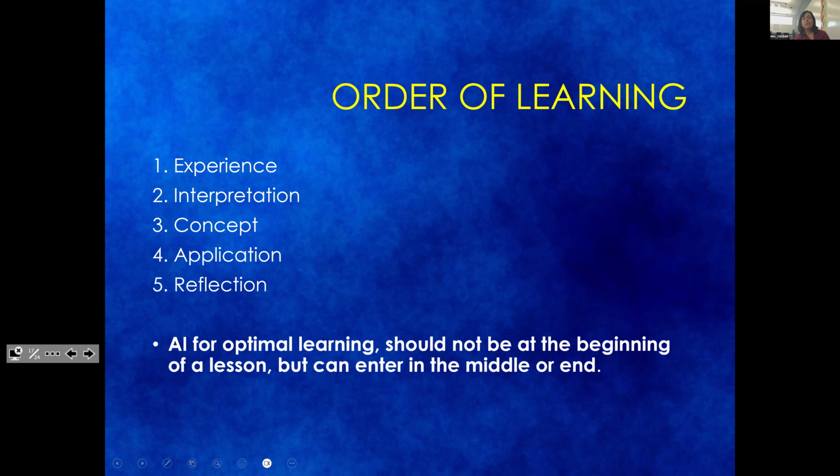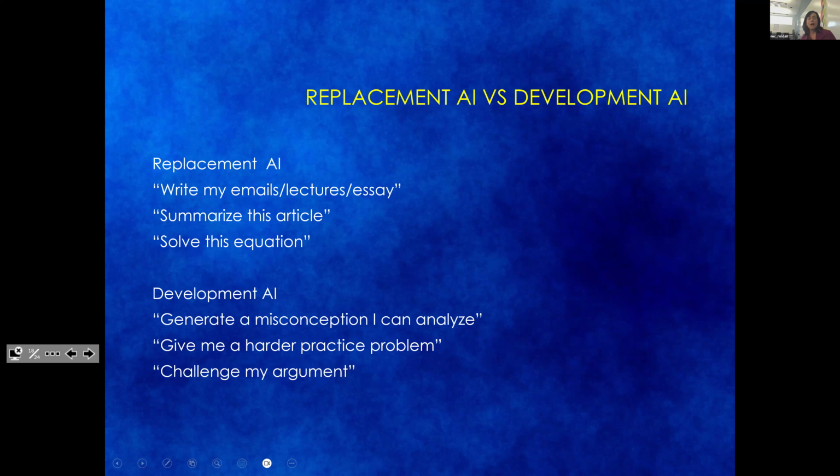So what I look at is replacement AI versus development AI. And this is an example basically of the concept formation case studies that I use and then the application. Replacement AI is basically saying write my emails, write my lectures, write my essays, or summarize this article, or solve this equation, and then the student just writes the answer. Whereas developmental AI would be something like generate a misconception that I can analyze, or give me a harder practice problem, or challenge my argument.